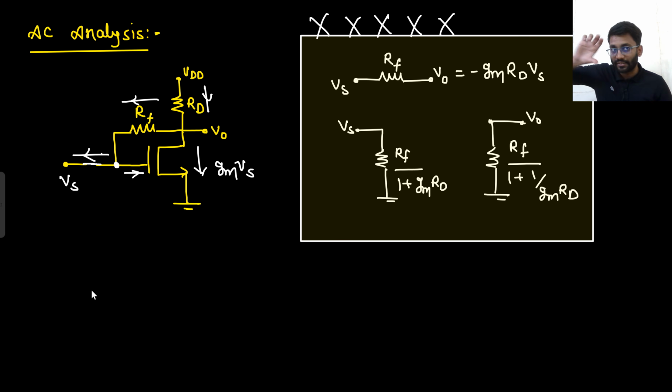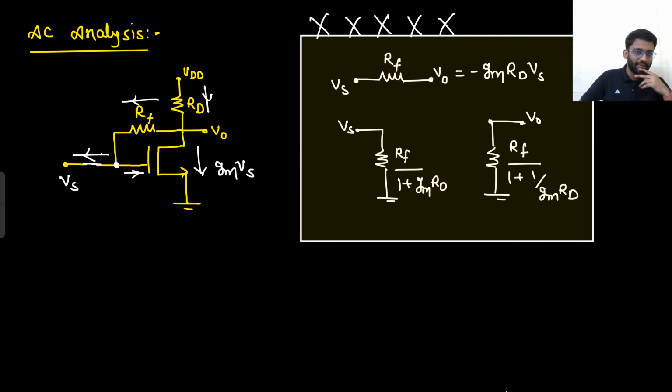So here we are having Vs, here we are having a node. This will be a battery. So from the battery, current can go out, current can come in. So you can't say that RF cannot have some current. RF will have some current. So if RF is having some current, that means the complete gmVs is not going into RD. So V naught is not minus gm RD into Vs. V naught is something different.